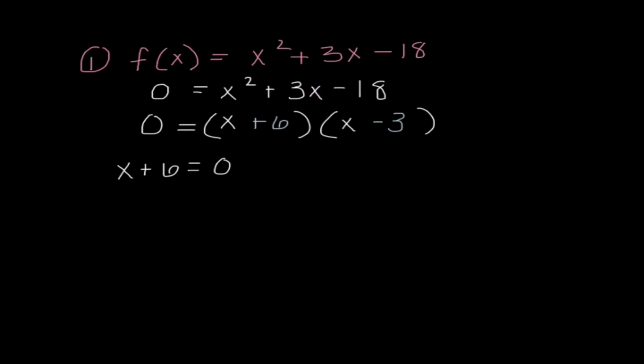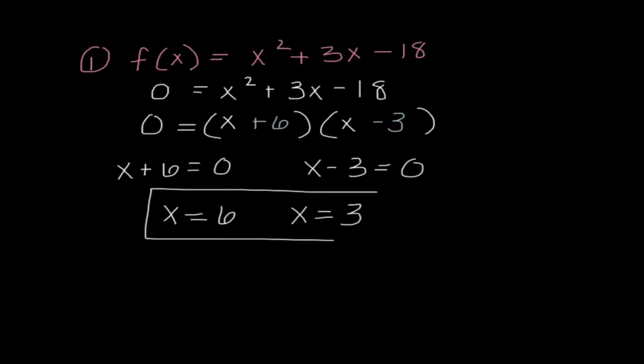So I'm going to set both of these factors equal to 0. And I get x is equal to 6 and x is equal to 3. It would make sense that we have two answers because our degree is 2. We know quadratic functions have a degree of 2, and that degree tells us the number of zeros that we are going to have.